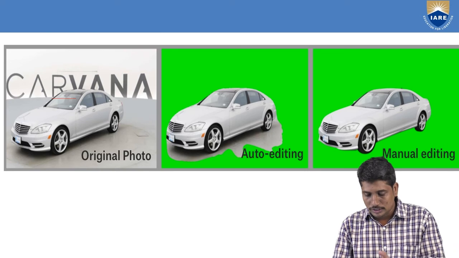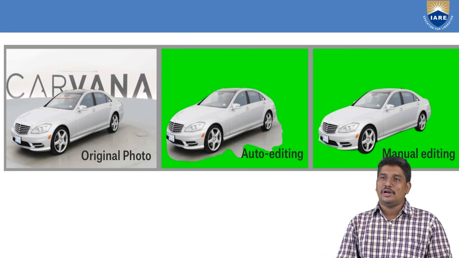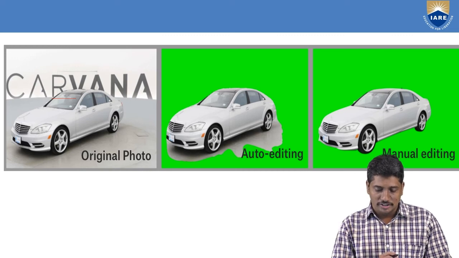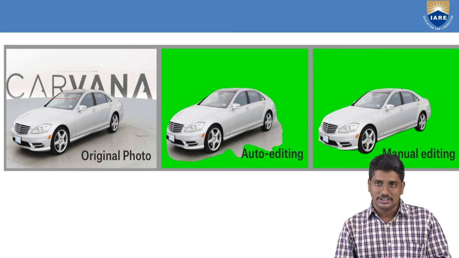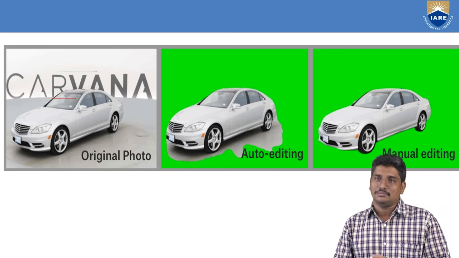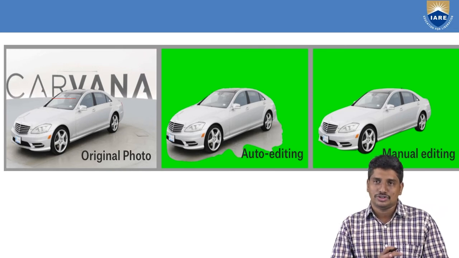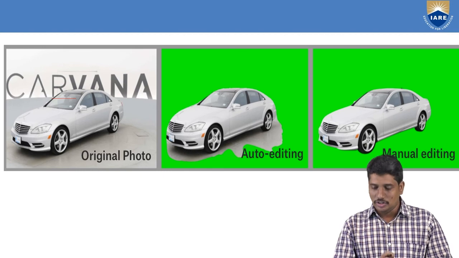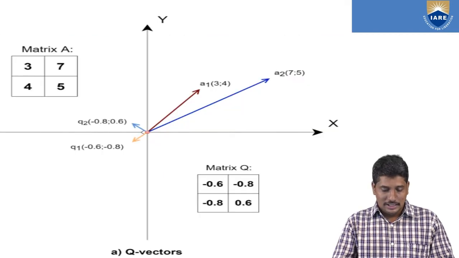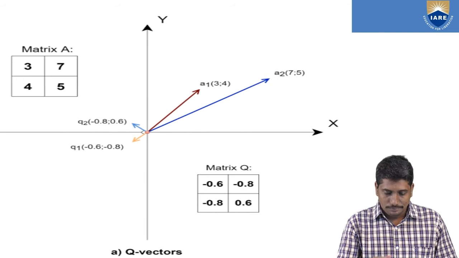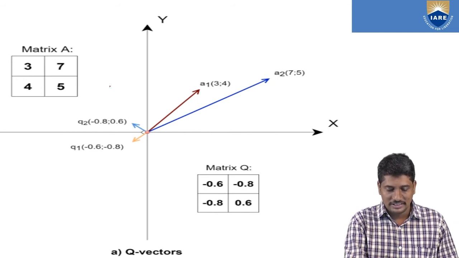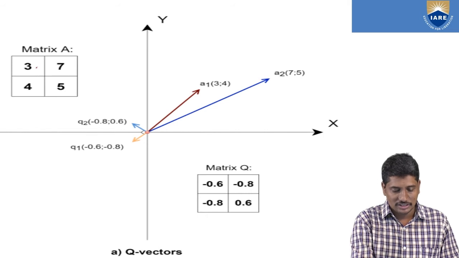Of course, we can do it through manual editing, which is a complex process. It takes a lot of time and a lot of stress, but through machine learning algorithms, we can easily process the image. And within that algorithm, matrix decompositions play a very vital role, which is known as dimensionality reduction. And you can see here two vectors. Say this is the matrix A, where the first vector is 3 and 4, the second vector is 7 and 5.